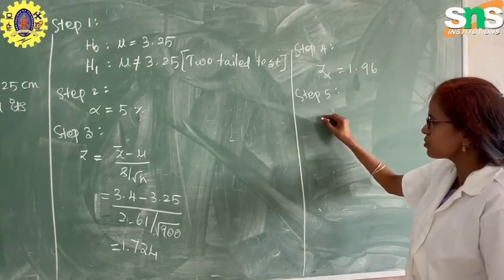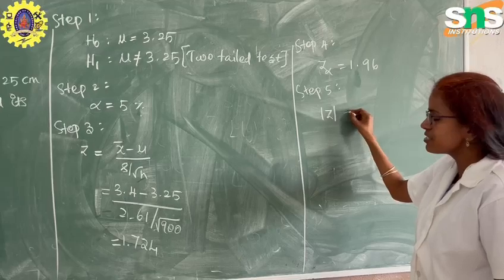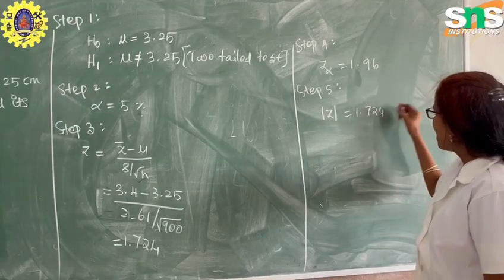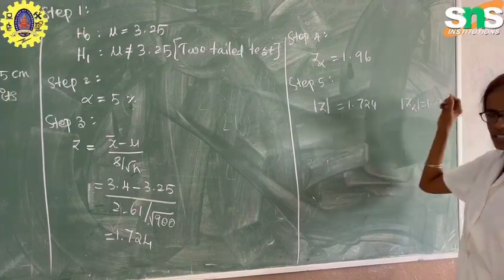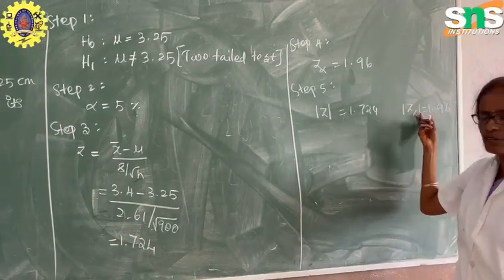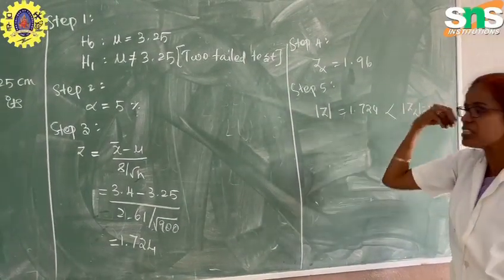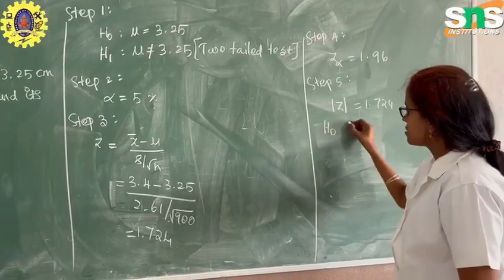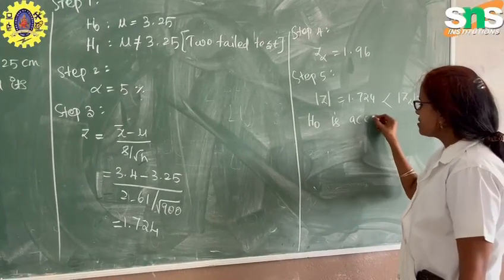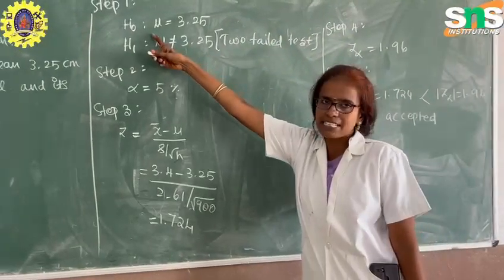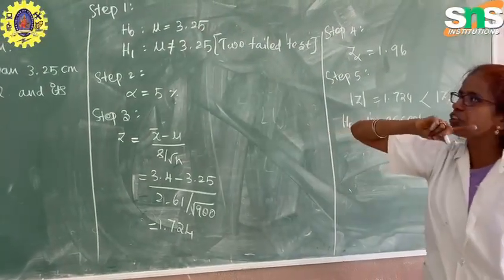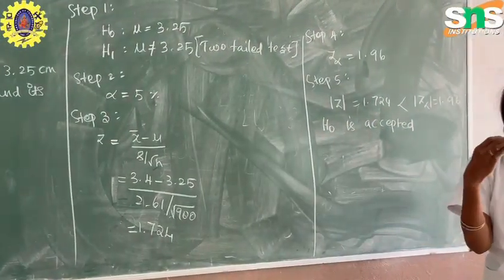For the conclusion, take the modulus of z, which is 1.724, and the modulus of z alpha, which is 1.96. Now check which is the maximum. Here the table value is the maximum. That means we need to accept the hypothesis. Because H0 is accepted, H0 is mu equal to 3.25, so the population mean is accepted.